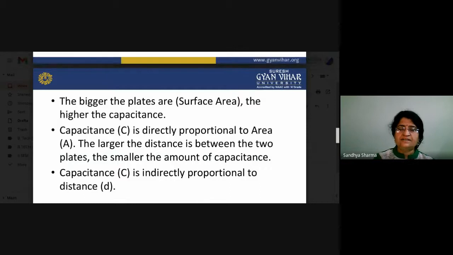The bigger the plates are, the larger the surface area, and the higher the capacitance. As you increase the surface area of your plates, capacitance will increase. Capacitance C is directly proportional to area A. The larger the distance between the two plates, the smaller the amount of capacitance. So capacitance C is inversely proportional to the distance D.